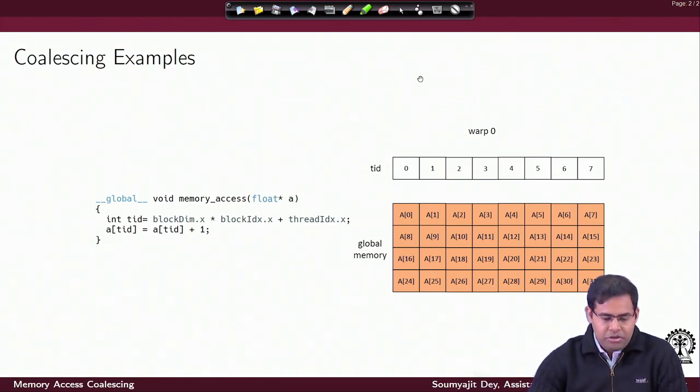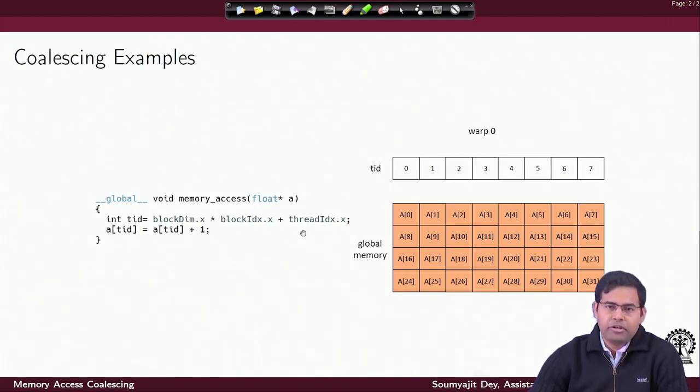So consider the execution of this very simple program. We have this small kernel here. So it's just a memory access kernel. You are first computing the thread ID using this standard expression of block dimension multiplied by block ID plus the thread ID. Everything is in the x direction. So considering single dimensional kernels, single dimensional blocks, and single dimensional threads. Single dimensional arrangement of blocks and single dimensional arrangement of threads inside block.